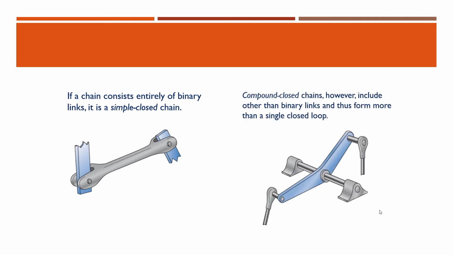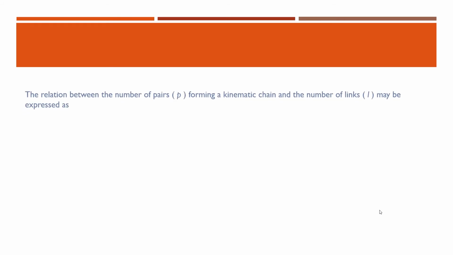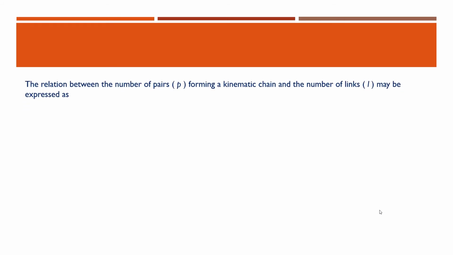Now, there is a relation between the number of pairs and number of links to determine whether it is a kinematic chain or not. If we have a mechanism, or some arrangement of links, then we need to determine whether it is a kinematic chain or not. In order to determine that, 2 relations are available. One relation connects the number of pairs and number of links, which is this one: L = 2p - 4. L is the number of links, p is the number of pairs. So, L = 2p - 4. If this equation is satisfied, then it forms a kinematic chain.